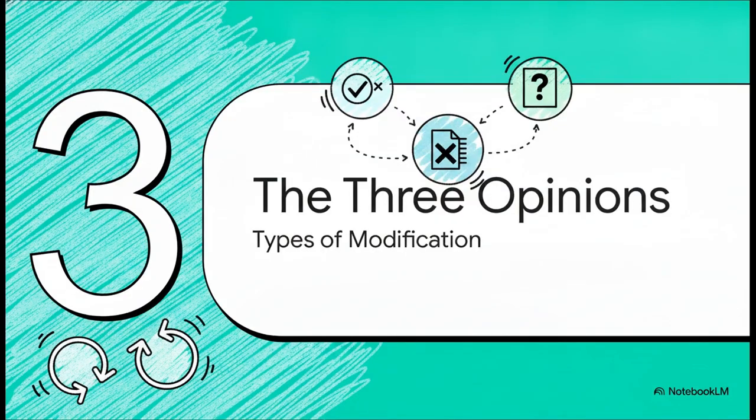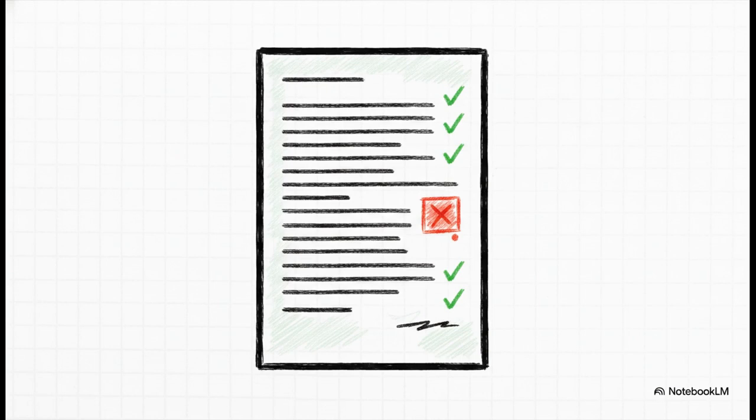All right, Section 3, the 3 modified opinions. So let's see how those 2 variables actually create the 3 distinct modified opinions you need to deeply understand. First up is the qualified opinion. Think of this as your middle ground.